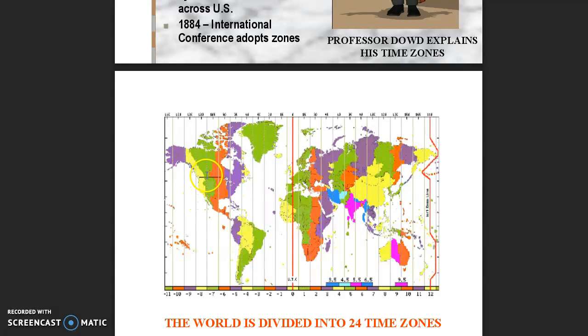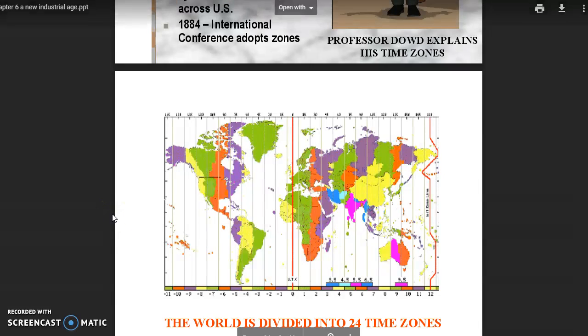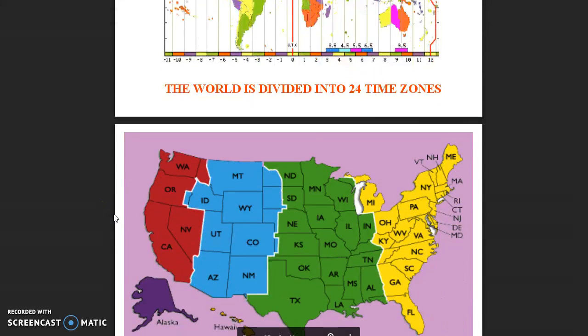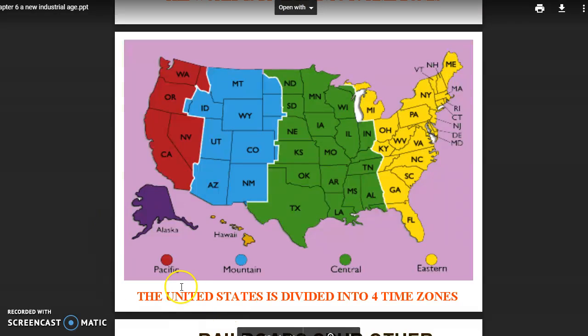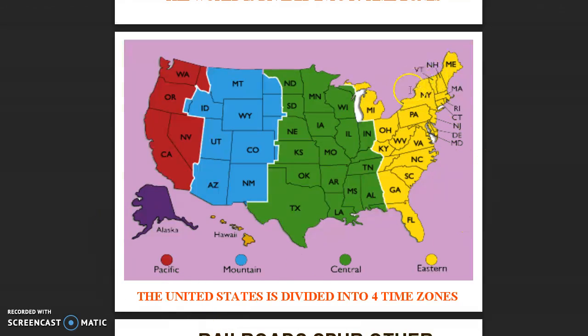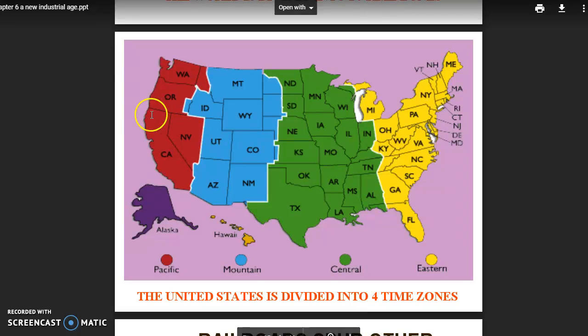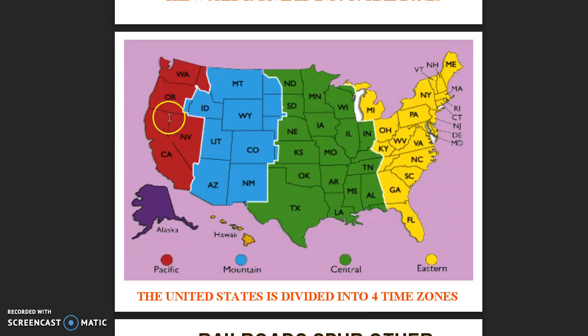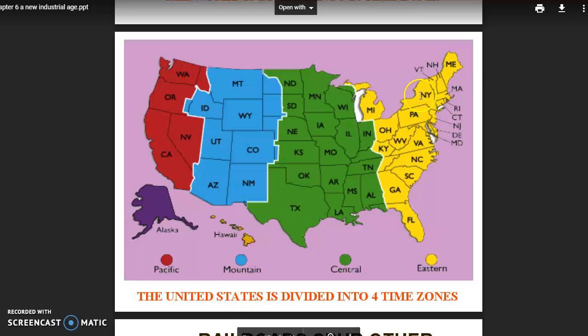And bonus points, if you can write down next to number 8, what is the difference between Eastern Time and Western Time? Write down what is the difference in time. Here's another picture of it. As I said, New York is in yellow. We are considered Eastern Standard Time. What time would it be in California if it was 9 a.m. in New York? Go ahead and write that down for bonus points.